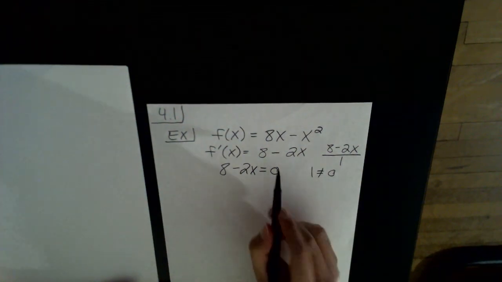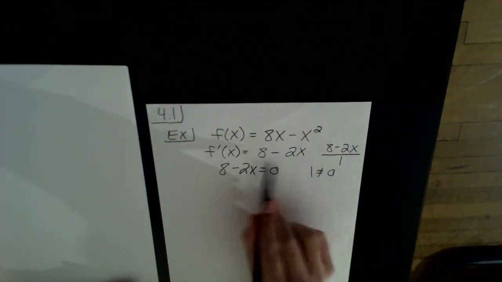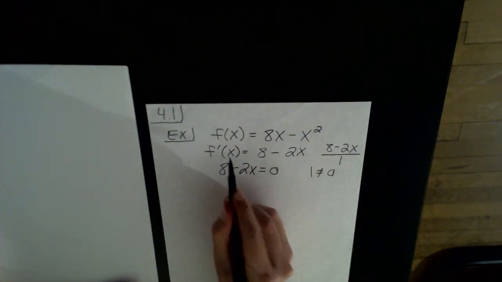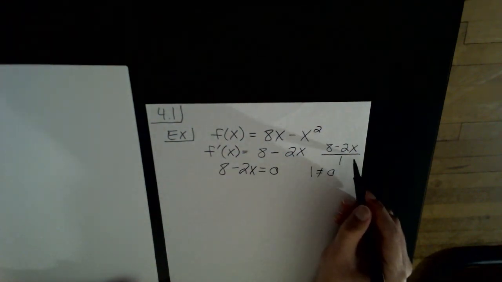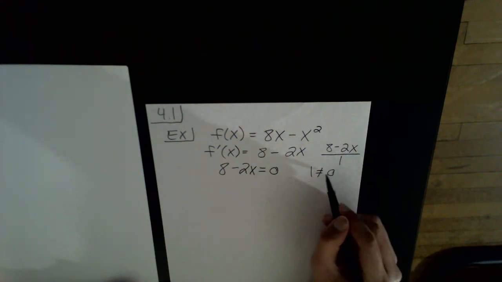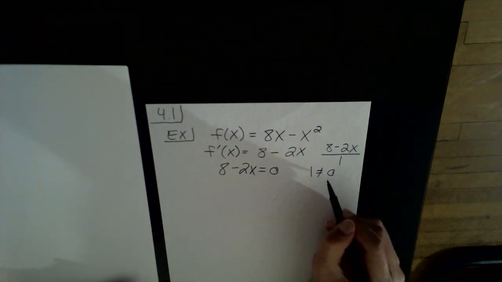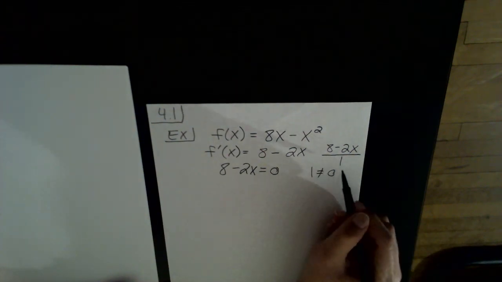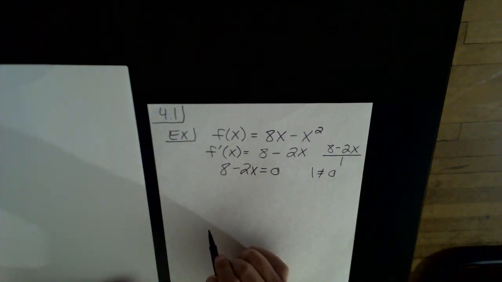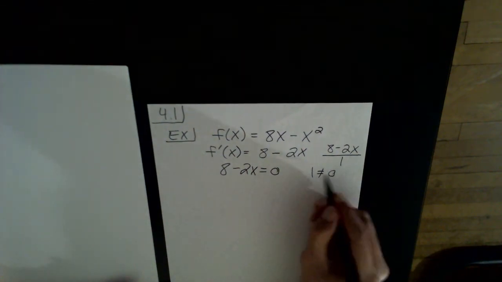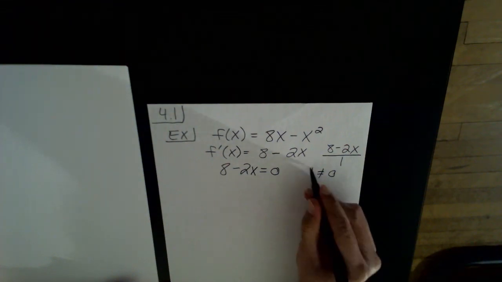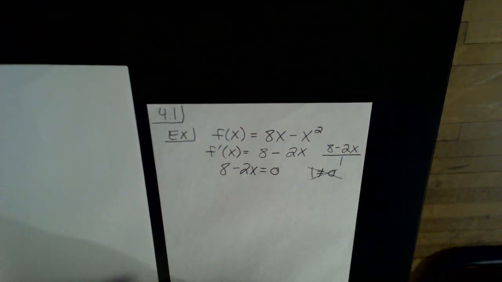So whenever you just have a regular polynomial, you do not have to worry about f prime of x being undefined. Remember, we said when you set the denominator equal to 0, you get where f prime of x is undefined. That cannot happen in this case. So we just have 8 minus 2x equals 0 to solve for. The second equation, where f prime of x is undefined, cannot occur.